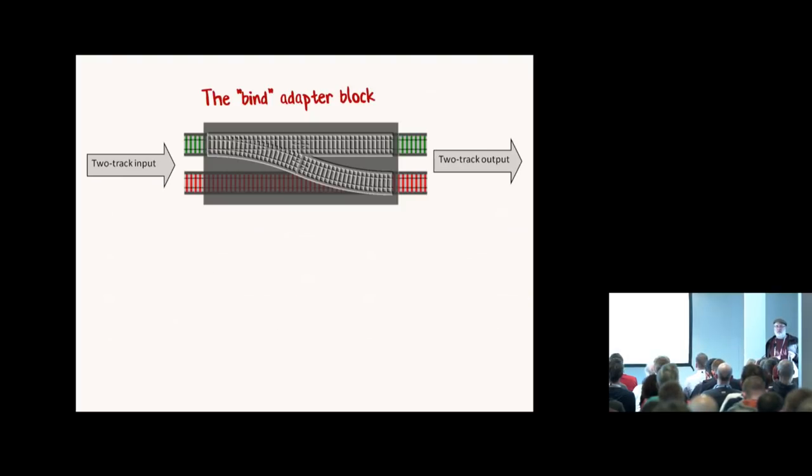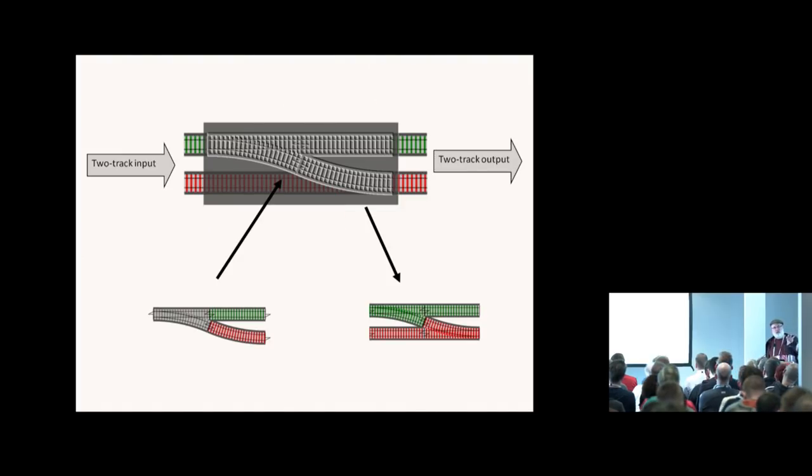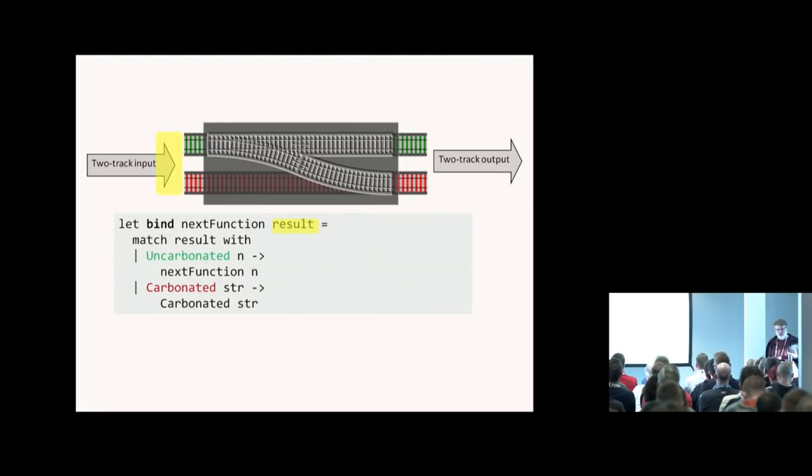Okay. And that's what the bind function does. It's an adapter block, if you think about it. There's basically an adapter block, and there's a slot, and you pass in your switch, your points function, and the output is now a two-track. So the bind function is a function transformer. It transforms one kind of function into another kind of function. So if we talk about the FizzBuzz, the bind was actually the if uncarbonated do. That was our bind function. So if we look at it, this one, the two-track result is the uncarbonated or carbonated. If it's uncarbonated, we do the next function in the chain, right? And that gives us two-track output. If it's carbonated, we just bypass. So this is the FizzBuzz version of bind.